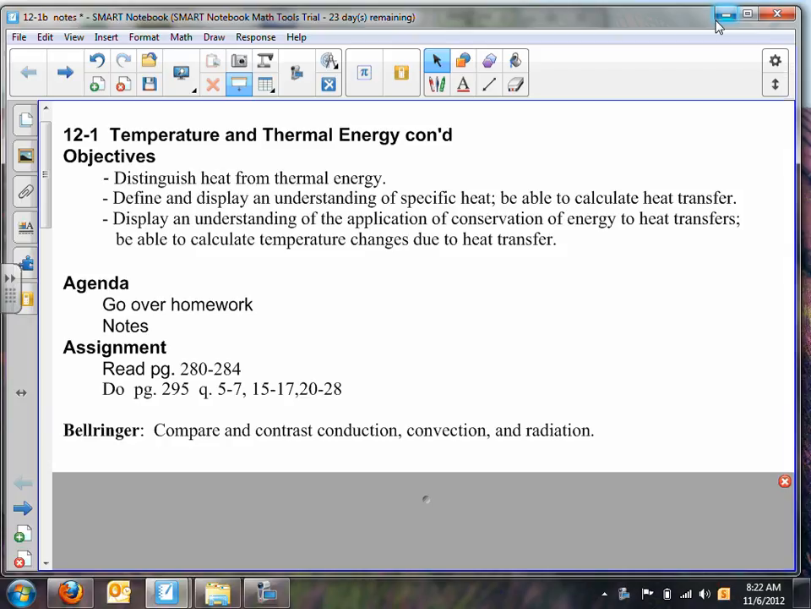calculate the temperature changes due to that. So hopefully, you can take a minute to compare and contrast conduction, convection, and radiation. That would be your bell ringer. Make sure you understand the difference in those three. I'll let you pause and do that quick.